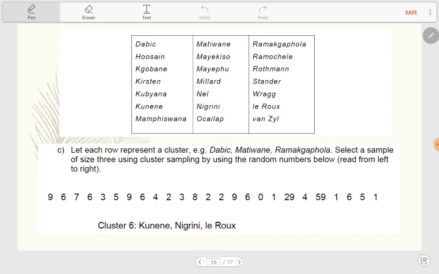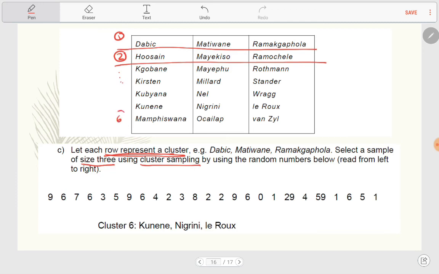Now they said let each row represent a cluster, and now you need to pick a cluster. Remember, clustering is the one where you have the groups, but you don't pick within the groups. You only take everyone in the entire group. You need to use the random numbers because it is still random selection, and they want a sample of size 3, using cluster sampling. The clusters are represented by each row, so this is cluster 1, this is cluster 2, and so on. Using your number line, you end up with 6 clusters.